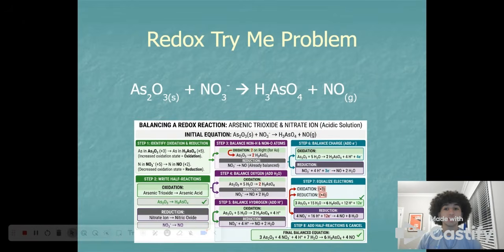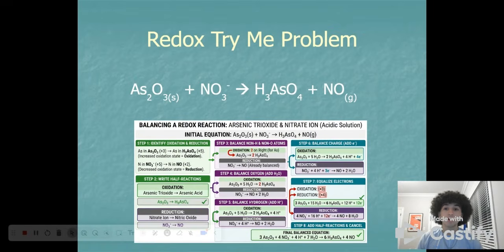Step 2, you want to write the half reactions. For oxidation, arsenic trioxide becomes arsenic acid. For reduction, nitrate ion becomes nitric oxide. For step 3, we want to balance the non-hydrogen and non-oxygen atoms. For oxidation, there are 2 arsenic atoms on the left, so we put a 2 on the right. Arsenic trioxide yields 2 arsenic acid. For reduction, nitrogen is already balanced, so we can skip this one.